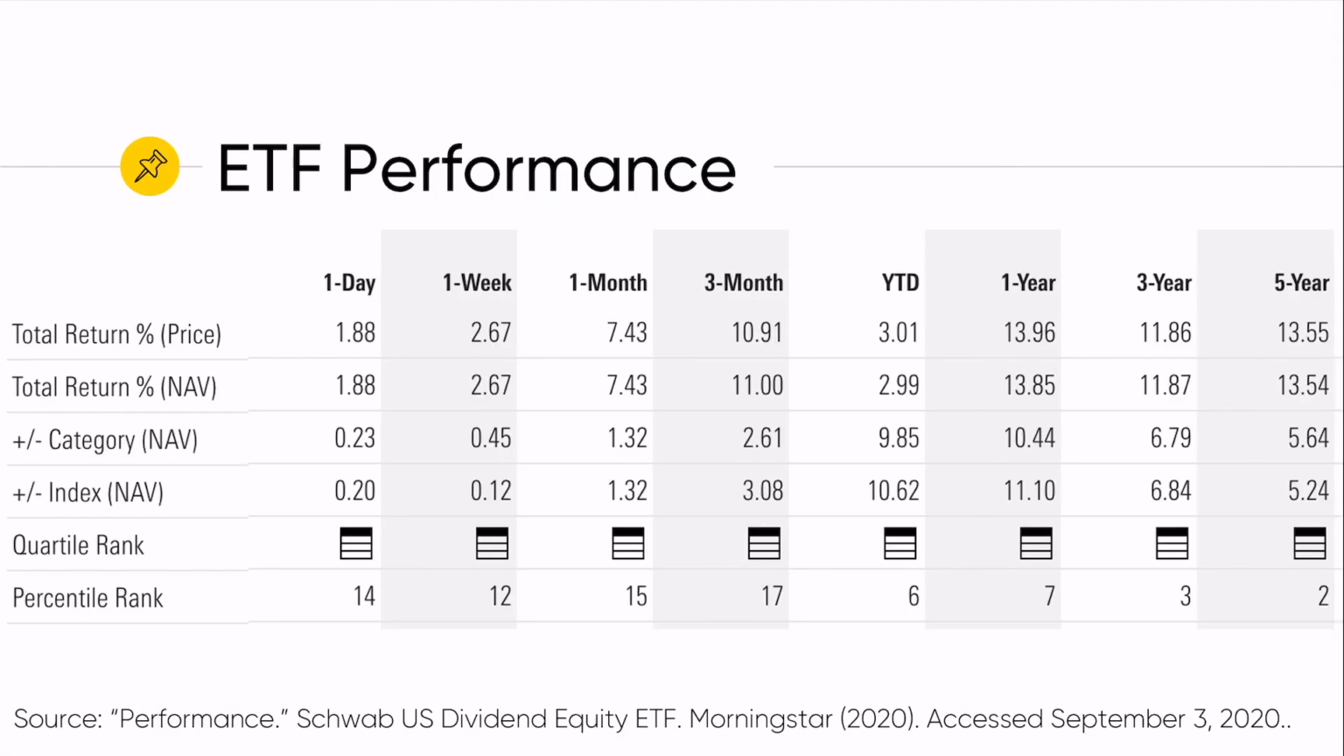The performance of this ETF has been pretty strong, particularly relative to the value names. So this is compared to the Russell 1000 Value Index. You can see that over the last 5 years, this fund has outperformed that Russell Value Index by over 5.5% per year, which is very impressive. The last 3 years, it's outperformed by 6.8% per year. Then it's had a very good last 1 year, outperforming the value index by 10.4.